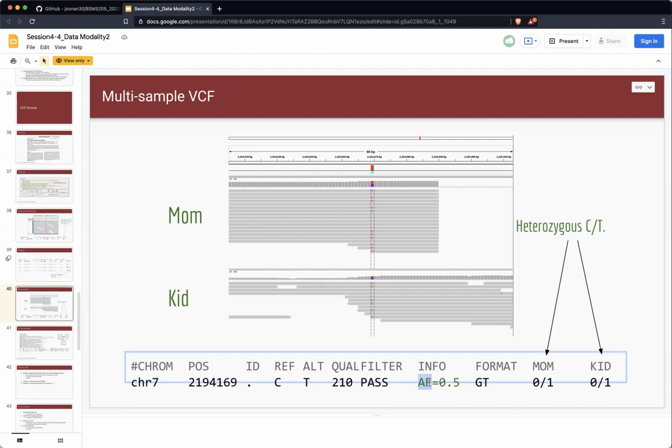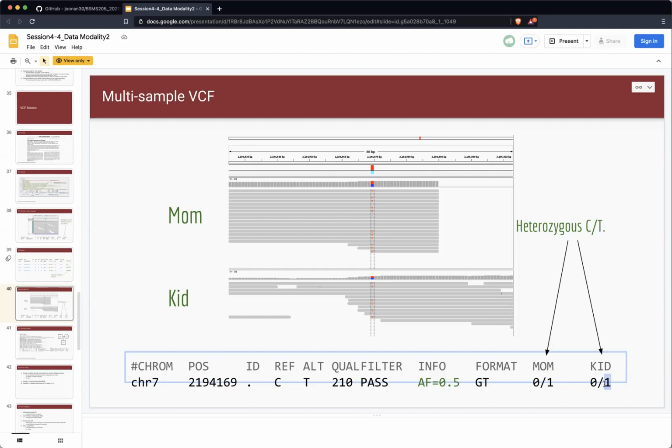And this is the frequency of the variant allele in this position, right? So allele frequency is 0.5. That means that we have 2 samples, and out of these 2 samples, we have 1 variant allele in mom and 1 variant allele in the kid, right? Out of a total of 4 alleles, because we have diploid and diploid, and we have 1 allele for the variant in each person. So we sum up this 1 and 1, so 2 divided by 4.